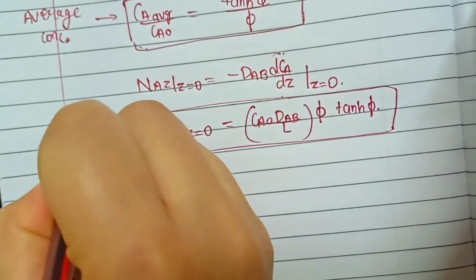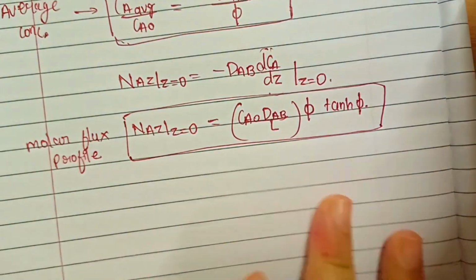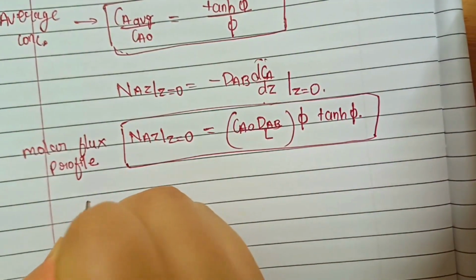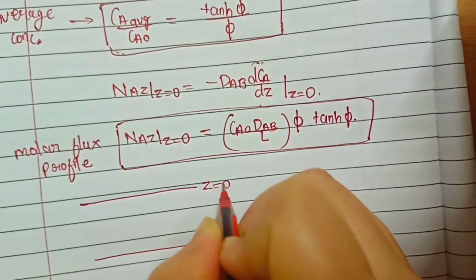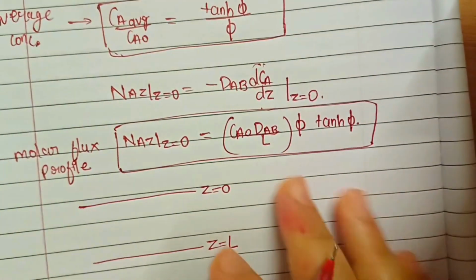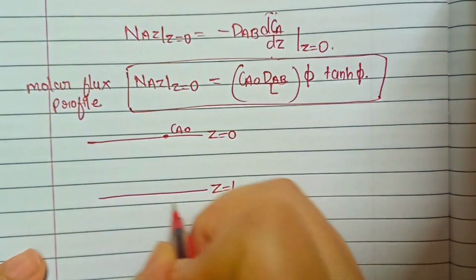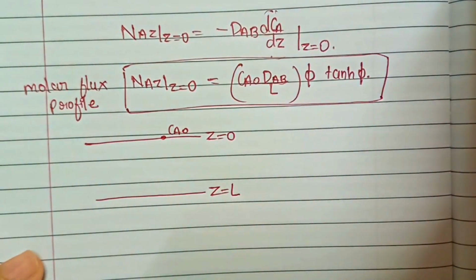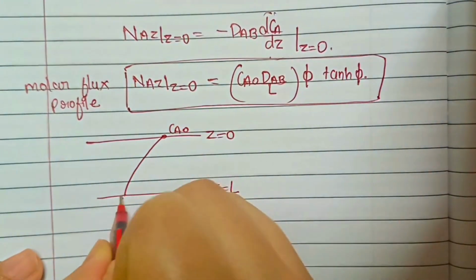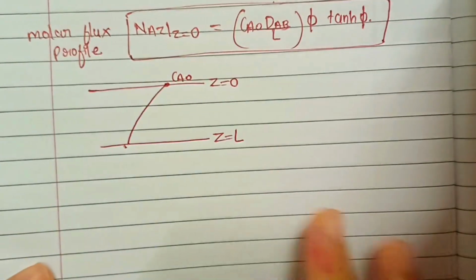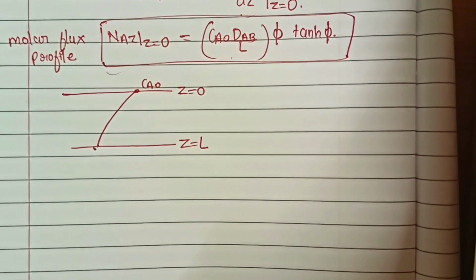We can write it as molar flux profile. We can draw it like it will be these two lines. It will vary from z equals 0 to z equals L. At the surface it will be Ca naught, and at z equals L it will decrease in this way. So this is the required flux profile. Now you can see we have achieved all our objectives.